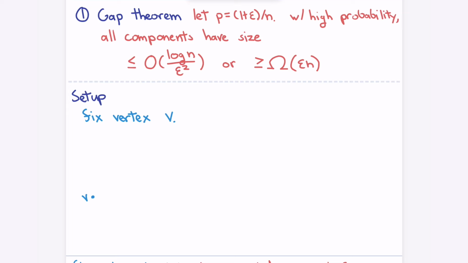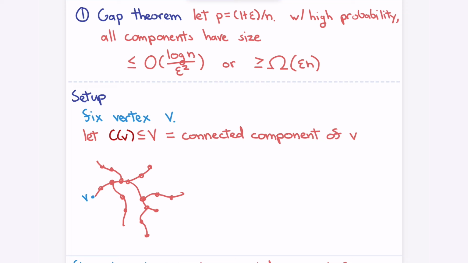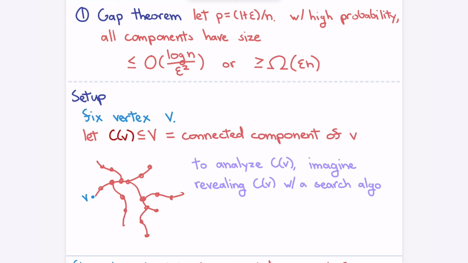So, okay, we're going to fix V. And I'm writing C(V) to denote the connected component of V, the random realization of the connected component of V. What we really want to analyze is the size of C(V). And we're going to follow an analysis, actually by Richard Karp, many years later.